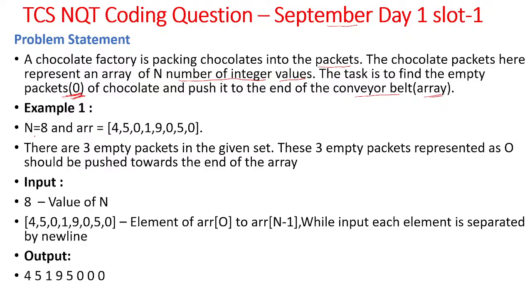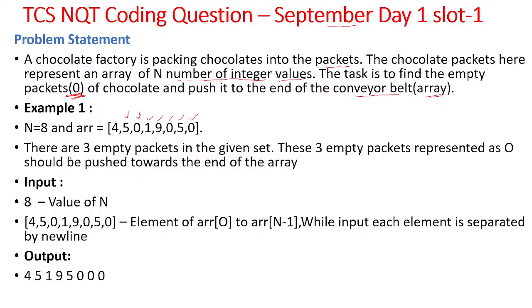Okay, so see the example here, n is given as 8. n indicates the number of elements in the array, and this is the array given here: 4, 5, 0, 1, 9, 0, 5 and again 0. Each one represents a packet of chocolates. In the first packet there are 4 chocolates, in the second packet 5 chocolates. Like this, there are 0 chocolates, which means this is an empty packet. So you need to move this empty packet to the end of the array. That means all zeros you should move to the end of the array.